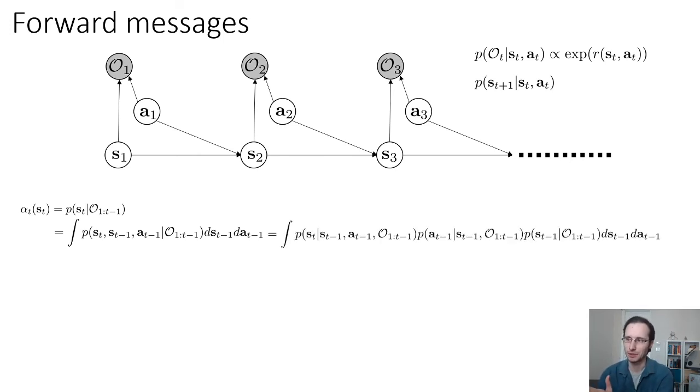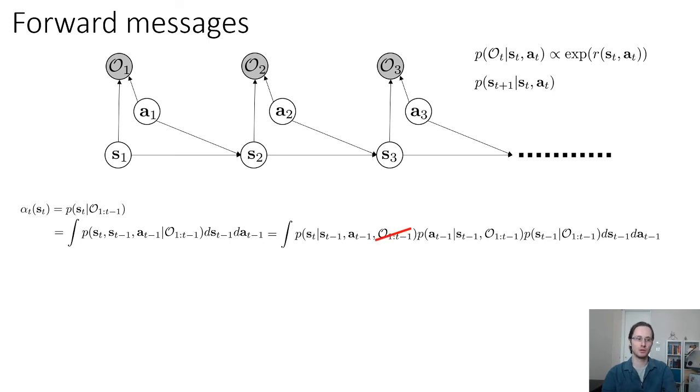Again, I'm going to factorize this expression into terms that I can figure out. So I'm going to factorize it into st given st minus 1, comma at minus 1, comma o1 through t minus 1. So that's just the first term. Then the second term, p of at minus 1, given st minus 1, comma o1 through t minus 1. And then the third term, p of st minus 1, given o1 through t minus 1. So everything is conditional on o1 through t minus 1, and the rest is all chain rule.